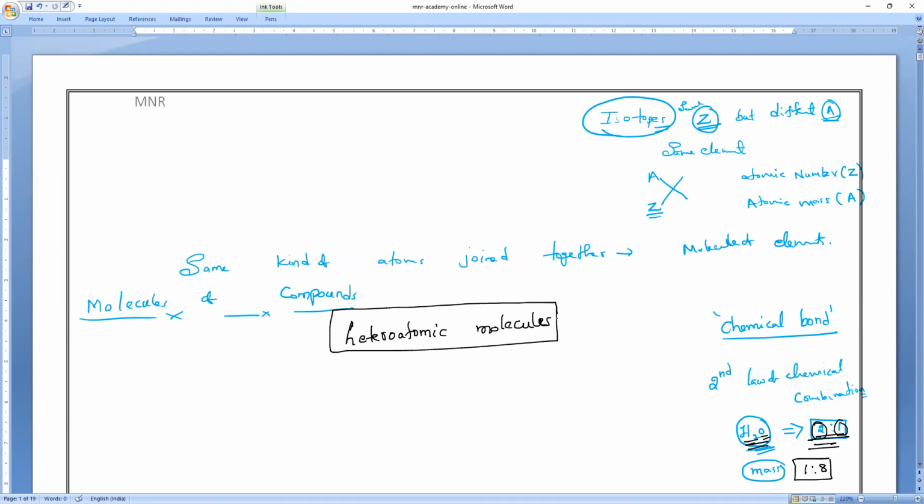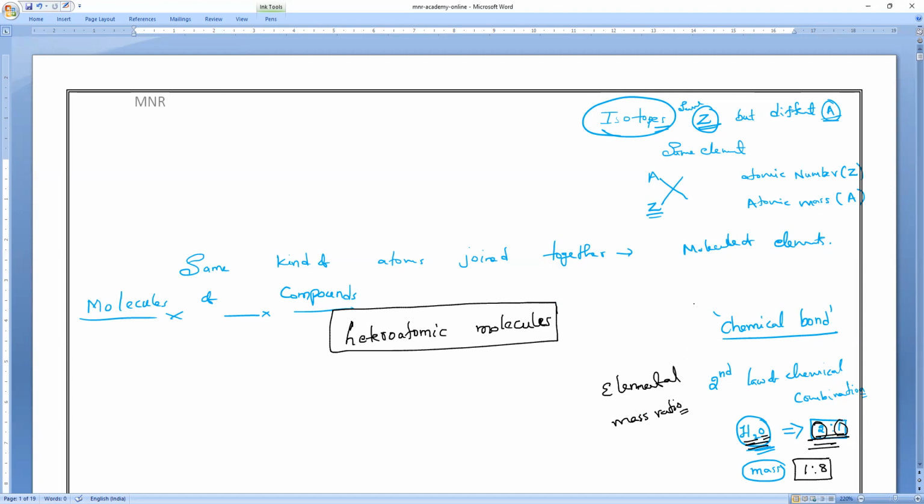We are going to do two ratios today itself. One is the elemental ratio and another one is the mass ratio. Just have a glance and we will do it definitely. So then what is meant by heteroatomic molecules, sir?